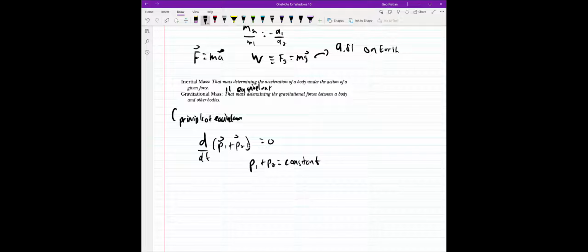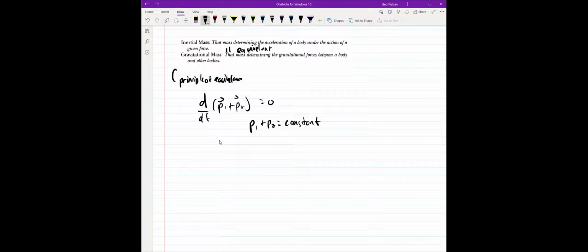Now, this does not mean that P1 and P2 can't change. It just means that if P1 changes, P2 has to change in the opposite fashion as well to keep the total sum constant. And this is basically a way of writing the conservation of linear momentum. This is like a special case of the conservation of linear momentum, sorry. But we'll see what that looks like later.